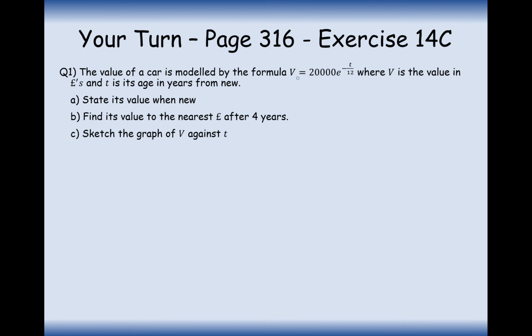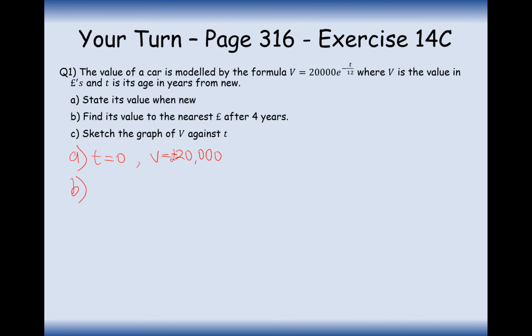So the value of the car is modelled by the formula v equals 20,000 e to the minus t over 12, where v is the value of the car in pounds and t is the age in years from new. So part A to this question here is state the value when new. So when it's new, the amount of time elapsed will be 0. So therefore v is going to equal 20,000 pounds.